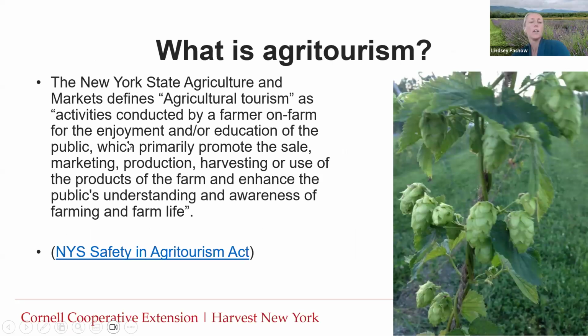So what is agritourism? New York State defines agritourism, based on the New York State Safety and Agritourism Act, as activities conducted by a farm, on the farm, for the enjoyment and or education of the public, which primarily promotes the sales, marketing, production, harvest, or use of products of the farm and enhances the public's understanding and awareness of farming and farming life. So that's the start of what the definition of agritourism is in New York State. It'll be different if you're not in New York State, but the examples today that I'm using are based on New York State.